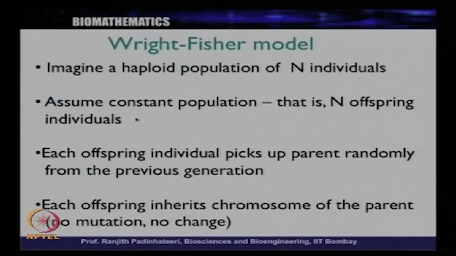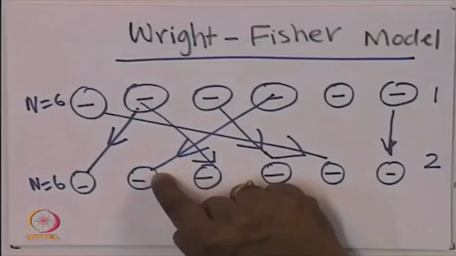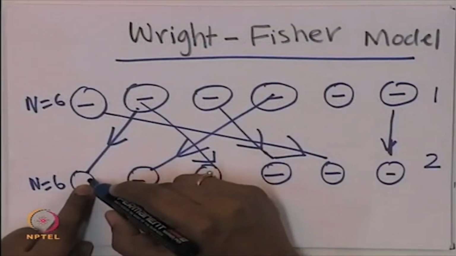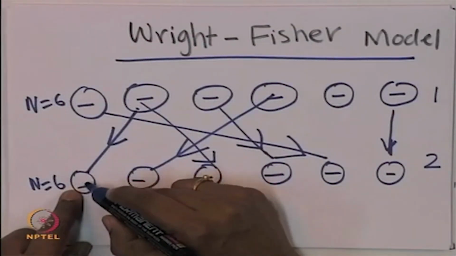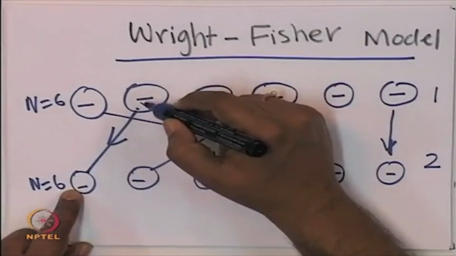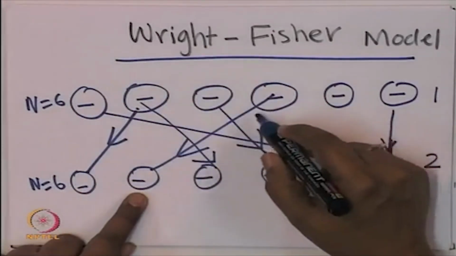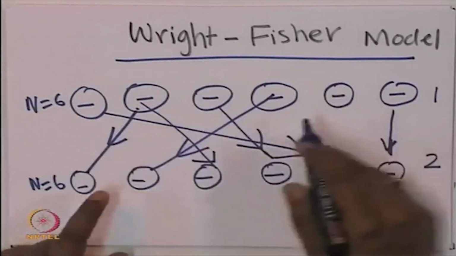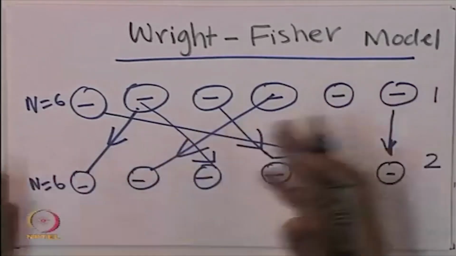Assume a constant population, that is n offspring individuals, and assume that each offspring individual picks a parent randomly from the previous generation. And that's what we did again in this paper, that we said the parent of this offspring is randomly chosen, again this is randomly chosen. It could be any of these. You could draw another set of the same thing.